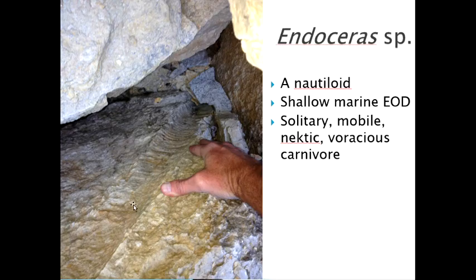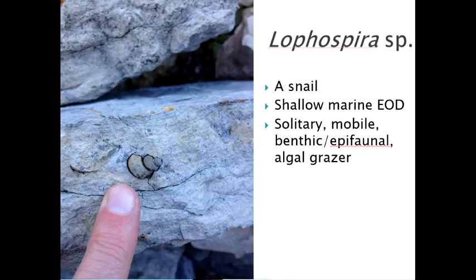Endoceras, we haven't talked about these yet, but this is a huge voracious carnivore. You see it's a couple feet here right beside my hand, but it would be several feet more on either end. This becomes one of the large predators of the day. And then, of course, snails. My finger by a little teeny tiny snail. This is Lophospira, and here's all of its relevant stats.